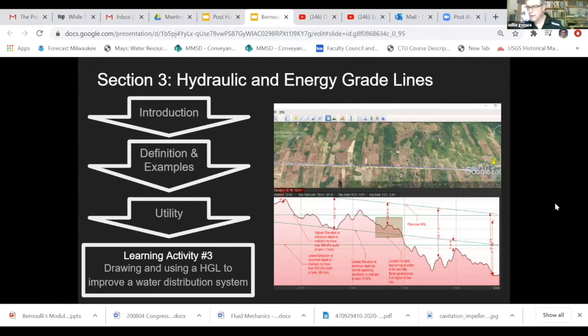So we actually spend some time doing the utility, and then we came up with a learning activity of drawing and using a hydraulic grade line to improve a water distribution system. Now the challenge with doing energy grade lines when you're looking at Bernoulli's equation is you have no losses. So there is no energy loss, so it's very flat. It's only once you get farther along in the general energy equation where you're dealing with energy loss that hydraulic grade lines and energy grade lines make more sense.